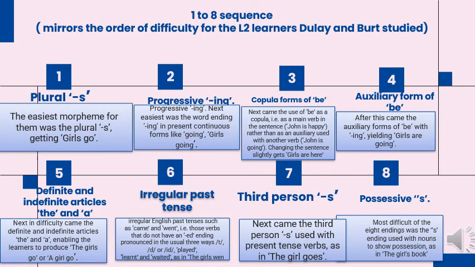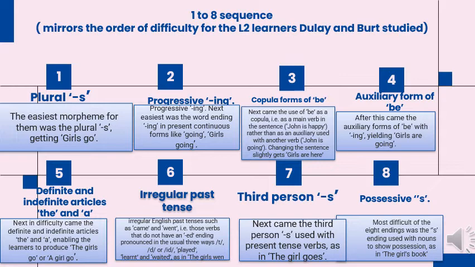Do L2 learners learn grammatical morphemes? Heidi Dulay and Marina Burt decided to study that area. They had this 1 to 8 sequence which mirrors the order of difficulty for L2 learners. They made Spanish-speaking children learning English describe pictures and checked how often they supplied 8 grammatical morphemes in the appropriate places in the sentence.